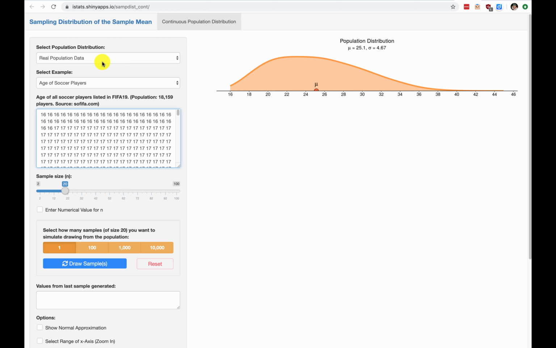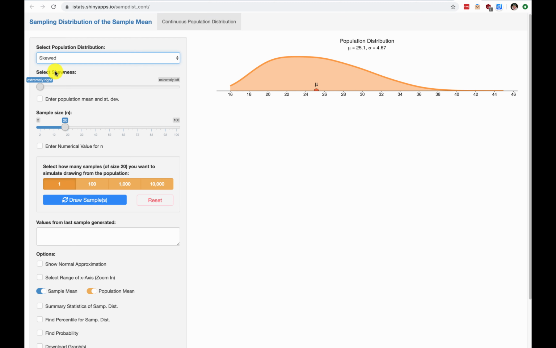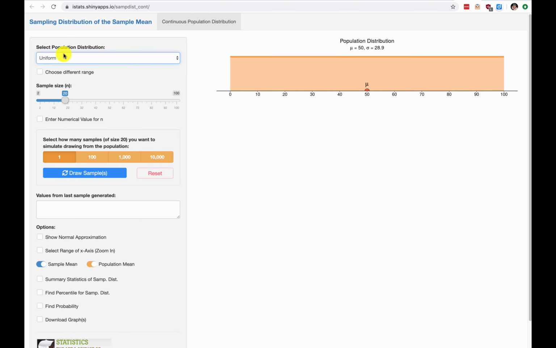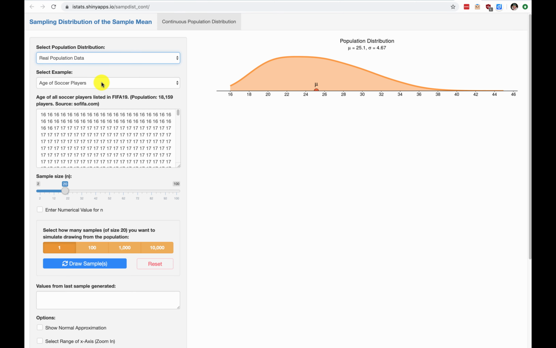The first thing you'll want to do is select some data. So I'm going to choose real population data, but you can also choose data that is just a generic skewed distribution or uniform distribution, depending on our goals of the activity. So I'll choose real population data, and I'm going to look at the age of soccer players.